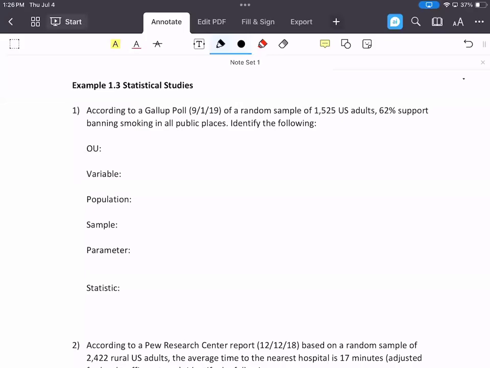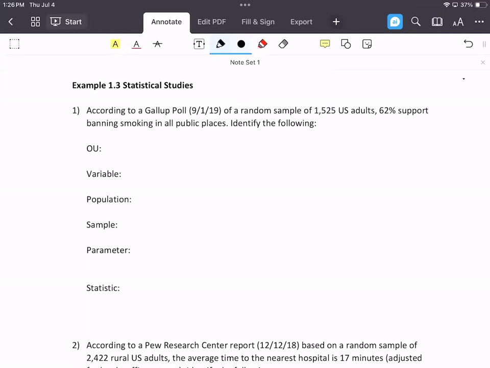So let's look at an example where we have to identify, based on some information that we're given, the observational unit, what the variable is, the population, sample, parameter, and the statistic. So number one, according to a Gallup poll that was done on September 1st, 2019, of a random sample of 1,525 US adults, 62% support banning smoking in all public places.